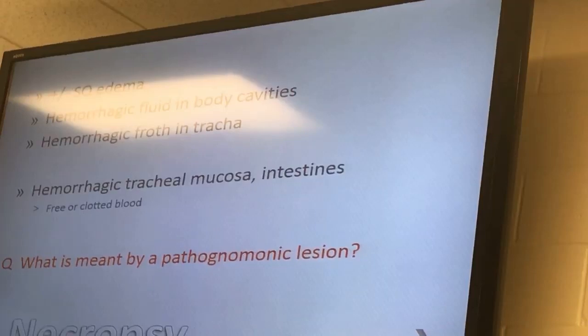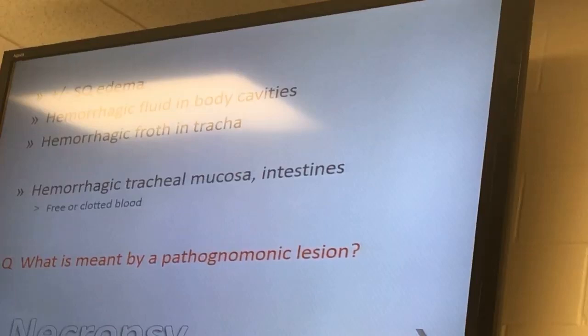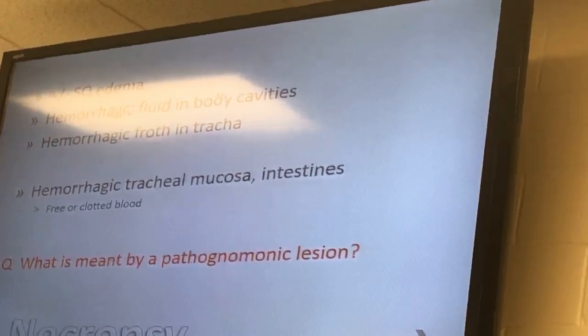Pathognomonic, what does that mean? What is a pathognomonic lesion? Yeah, it's a clinical sign that's almost guaranteed to be present whenever you have that disease. Okay? So with bacillary hemoglobinuria, you see port wine urine, you need to start thinking bacillary hemoglobinuria.